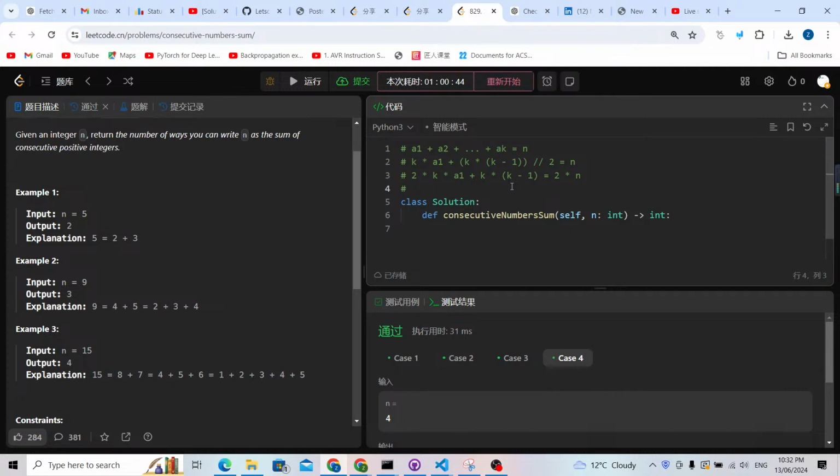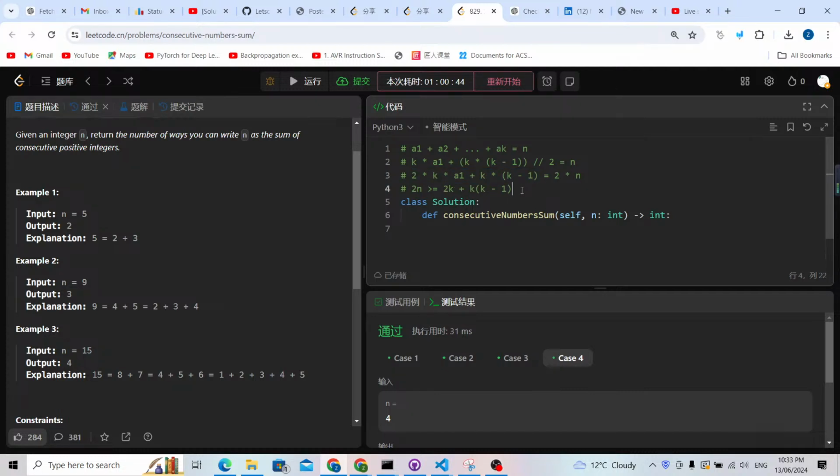So the formula is going to be 2 times n. Let's check just from the right side. It means 2n should be more than or equal to 2k plus k times (k minus 1). This is because a1 is more than or equal to 1. So this result, 2 times n, should be more than or equal to 2 times k plus k times (k minus 1).